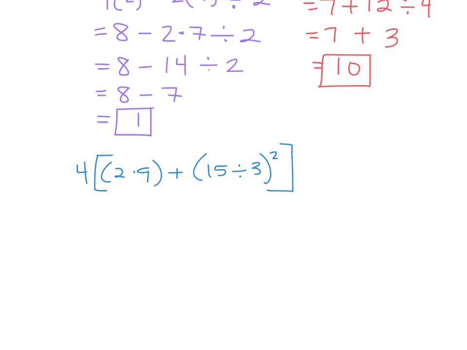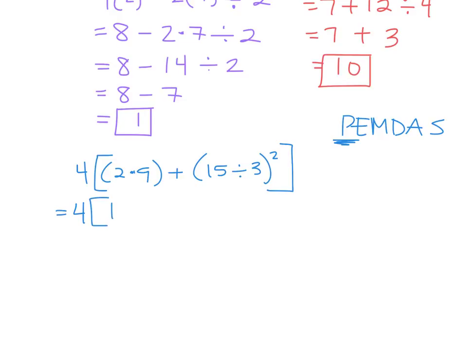So you have multiple sets of parentheses here, right? You have parentheses and then you have the brackets, the square brackets. Those are really just another set of parentheses. Okay, so you want to do the innermost parentheses first and then work your way out. So if we are doing PEMDAS, what do we do for P? 2 times 9 and 15 divided by 3. So if you want to do those both as one step, that's totally fine.